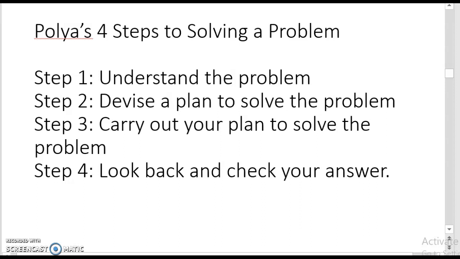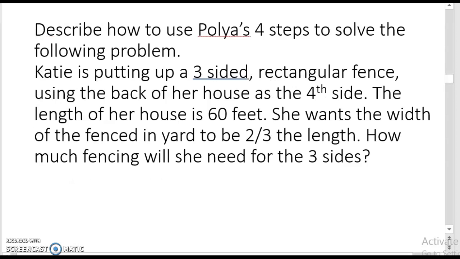Step 4 is going back and saying, does my answer make sense? It does no good to do a bunch of math if you're totally off base. So it's always important to go back and say, yes, that makes sense based off what the question was asking. So let's go through a question and talk about the 4 steps.